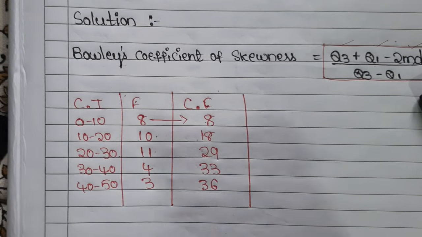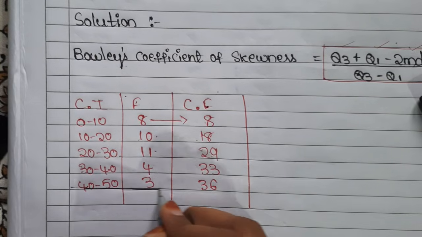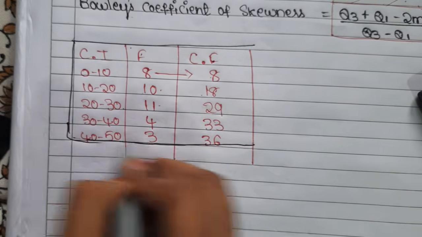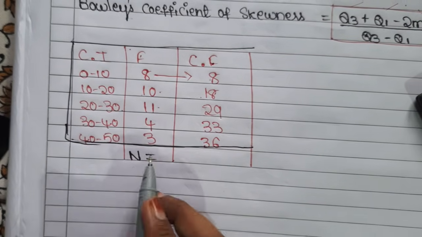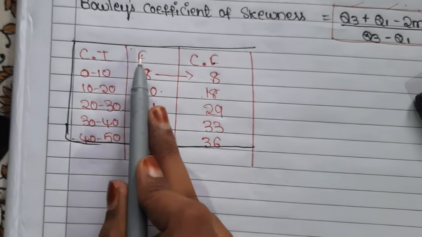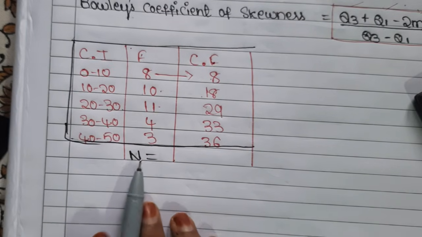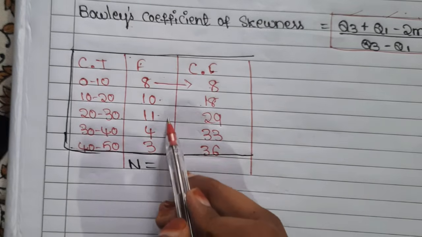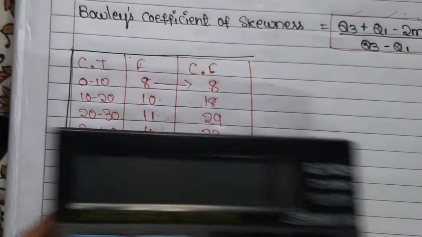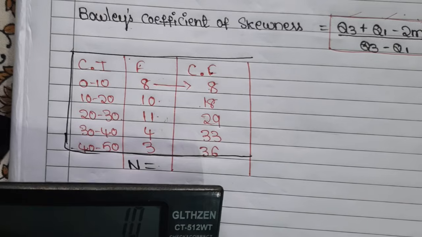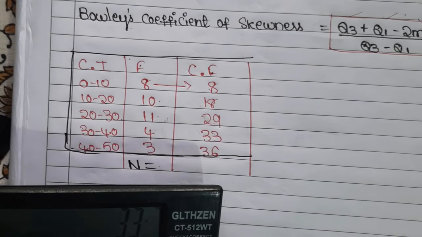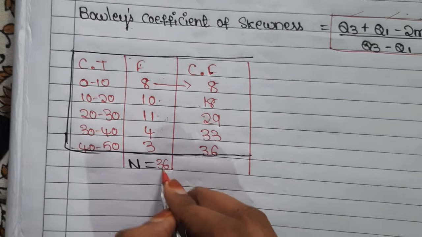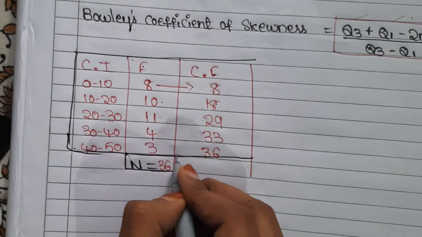Now we have to find n. Draw a box like this. In your examination also, let us find n. N is nothing but the total of frequency, or we can also call it sigma f. So how much is n? When you add all these numbers, you will get n. 8 plus 10 plus 11 plus 4 plus 3 is 36. So we are getting n as 36.